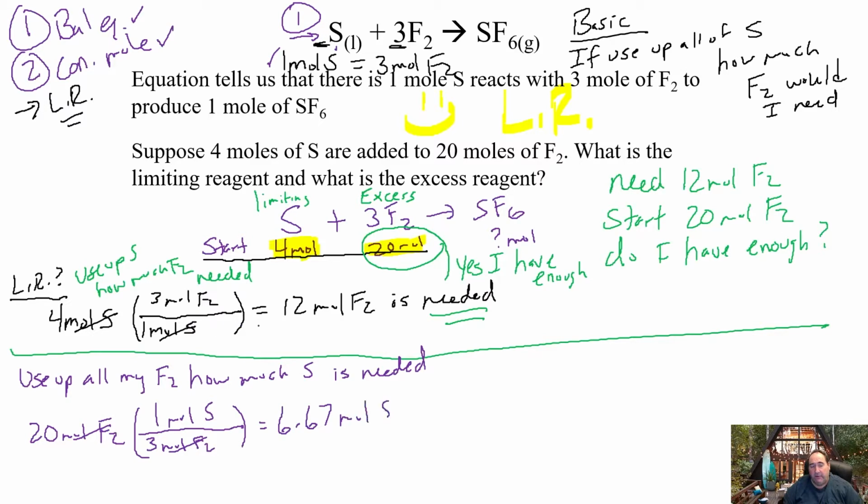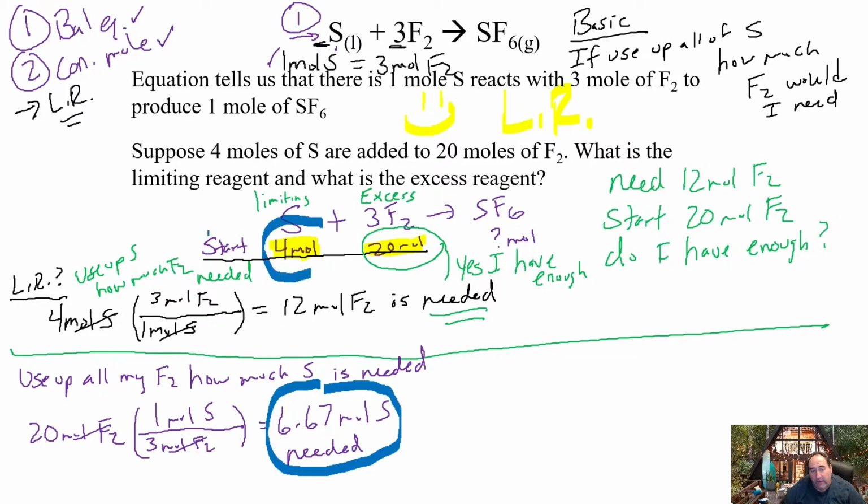6.67 moles of sulfur is needed. So let's just say I chose the other reactant. I did this calculation. I once again would compare between both the moles of sulfur needed, which in this case is 6.67, and the moles of sulfur I'm starting with, which in this case is actually 4. And what we see here is the same result, not the same numbers, but the same result. In this case, when I compare these two numbers, I do not have enough.